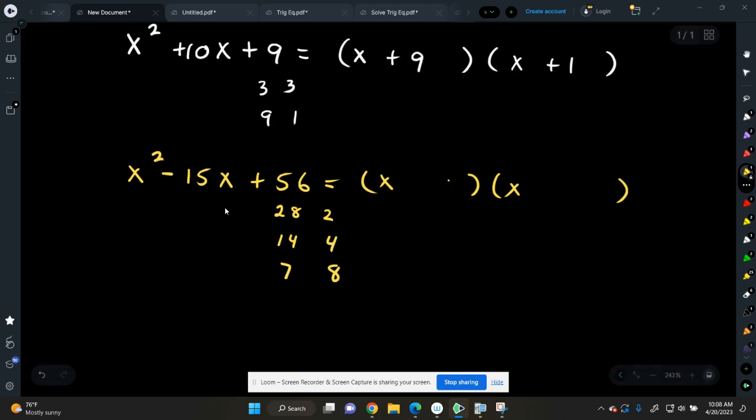The 7 and 8. Now, since this is positive, the only way to multiply two numbers and get a positive is if they are both positive or if they're both negative. They have to both be negative because it has to add up to a negative number. Okay?